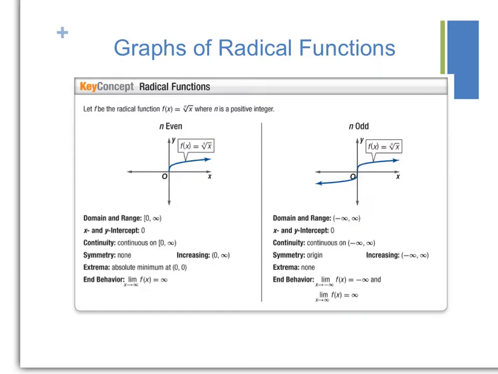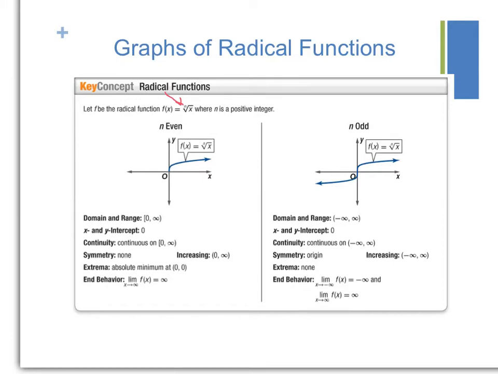We have two different types of radical functions, one with an even index and one with an odd index, similar to how when we have power functions we have either an even exponent or an odd exponent. If we let f be the radical function, f of x equals the nth root of x, where n is a positive integer. Your index on your radical, this number right here, has to be positive.